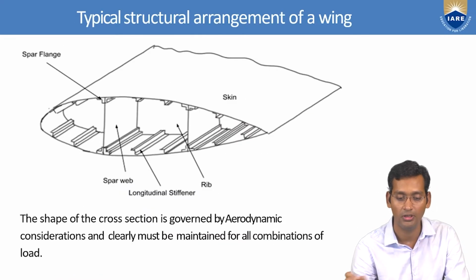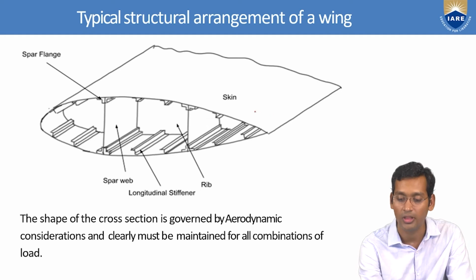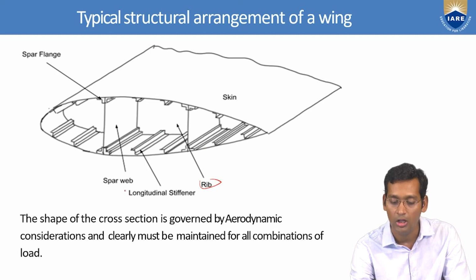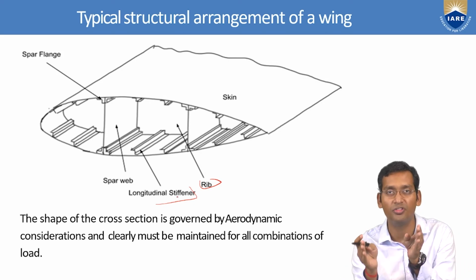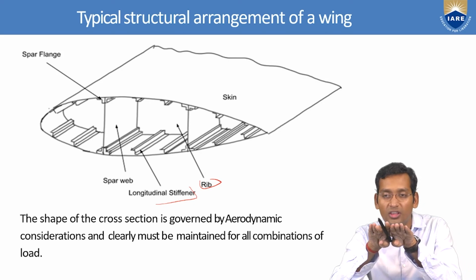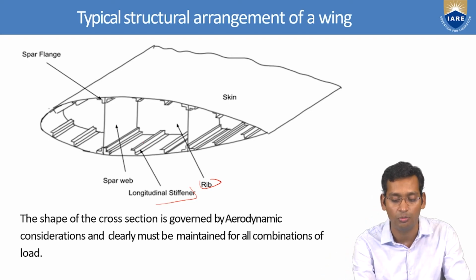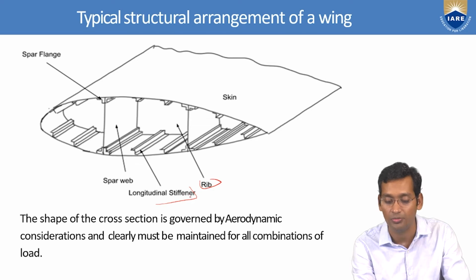Now just see how this is arranged. This is the upper part that is covered by the skin, right? This is the rib, right? This one is the longitudinal stiffener. Stiffener means stiffening: even after they experience the force and try to twist, they should come back to the original position. So this is the longitudinal stiffener.